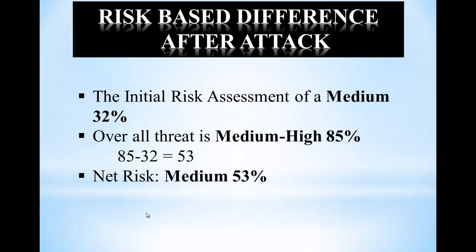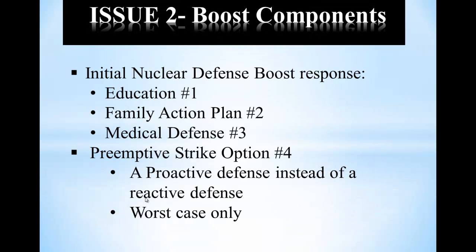The risk-based difference after the attack: the initial assessment was 32%. The overall threat we considered medium high at 85%, so the net risk would be a medium net risk of 53%. Issue 2 is initial nuclear defense boost response. Education would be number 1, family action plan number 2, medical defense number 3, and we also threw in a preemptive strike option for number 4.